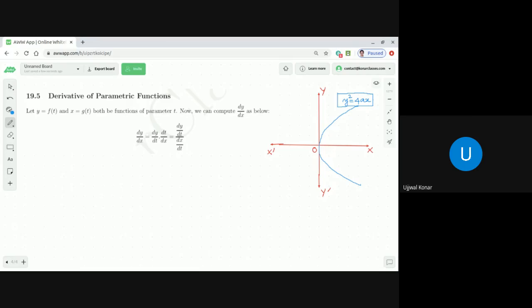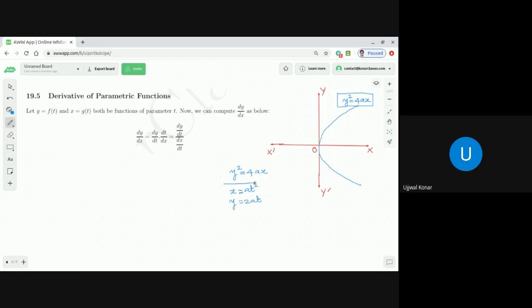Now, as there are two unknowns, what is our purpose when you form an equation? Our purpose is to reduce the number of unknowns. If we reduce the number of unknowns, it is helpful to us to solve it. Now, the same y square equal to 4ax, whatever you see, dear student, that is an algebraic equation. Now we can give it in its parametric form. We can write x equal to at square and y equal to 2at.